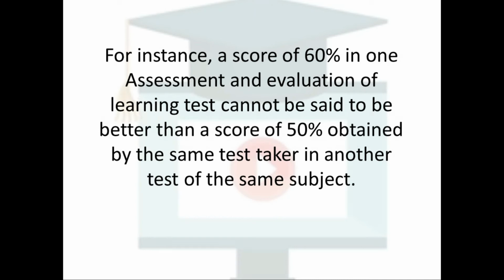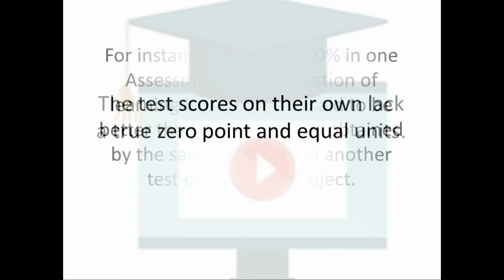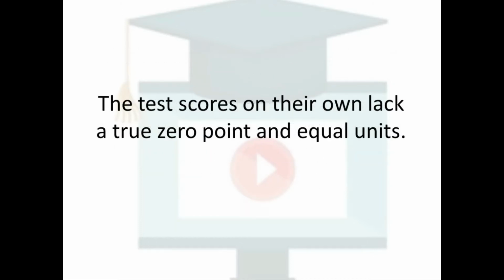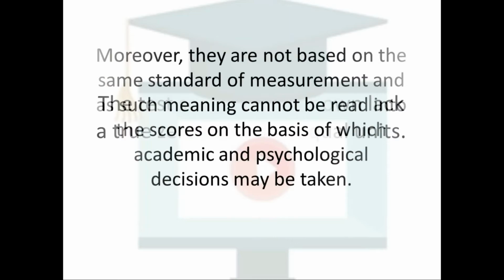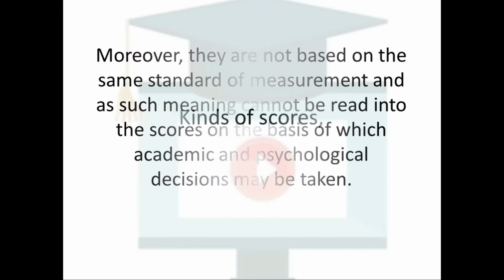For instance, a score of 60% in one assessment and evaluation of learning test cannot be said to be better than a score of 50% obtained by the same test taker in another test of the same subject. The test scores on their own lack a true 0 point and equal units. Moreover, they are not based on the same standard of measurement, and as such meaning cannot be read into the scores on the basis of which academic and psychological decisions may be taken.